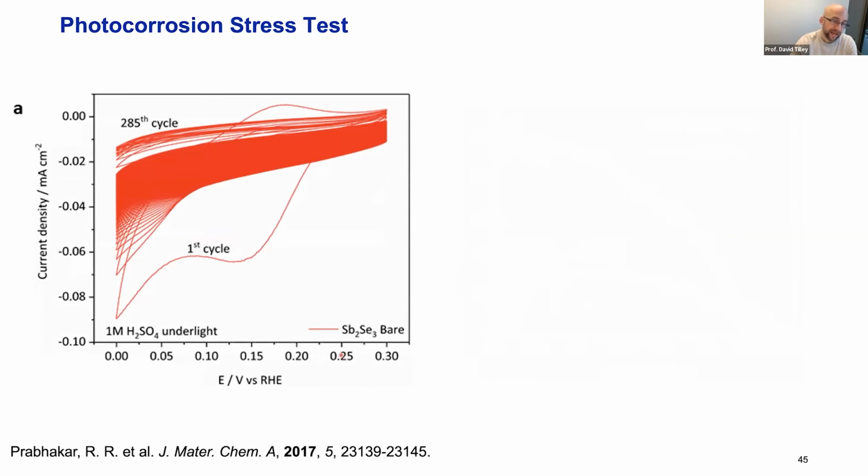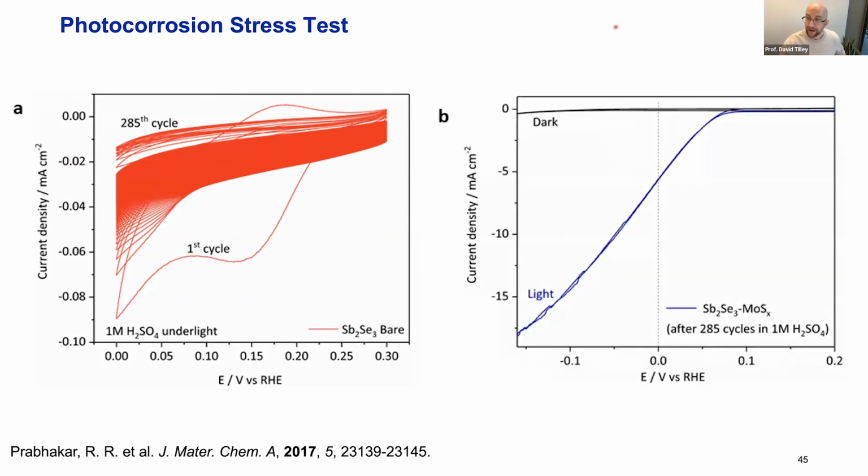This is before we put a catalyst on. We just are using very harsh conditions, 1 molar sulfuric acid, and shining one sun, and we're just doing CV. And so what we see here is these are very low currents, but what we see here is now the reduction of the oxide on the surface, and then eventually it goes down. And then after this, we put the catalyst on the surface by photoelectrodeposition, this molybdenum sulfide, and then the material performs just as well as before.